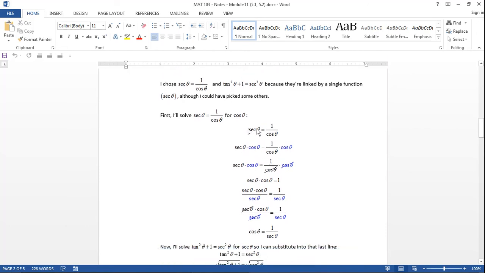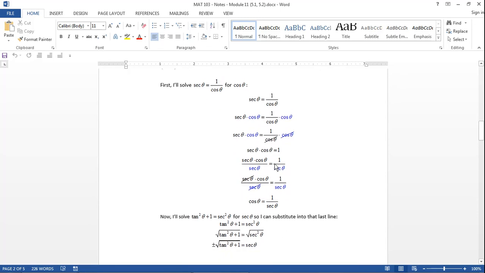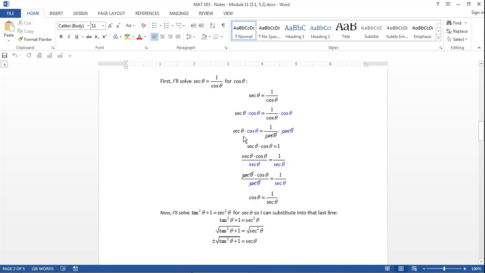So starting from secant equals 1 over cosine. If I multiply by cosine on both sides, like I've done here in the blue, then I can cancel my cosines here on the right. I've got 1 on top, 1 on bottom. On my fraction, I can cancel those out. So now I've got secant times cosine equals 1.